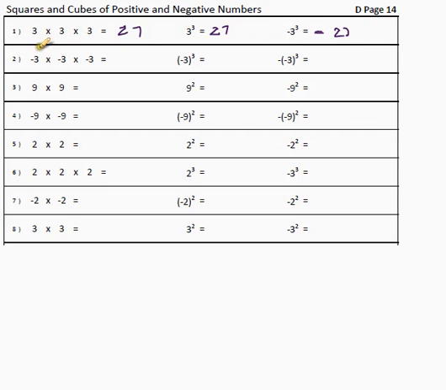Now let's look still at 3, but now it's a minus in front. So what is this? It's a minus times a minus, which is a plus. And a plus times a minus is a minus. In other words, there's a minus. 3 times 3 is 9, times 3 is 27.